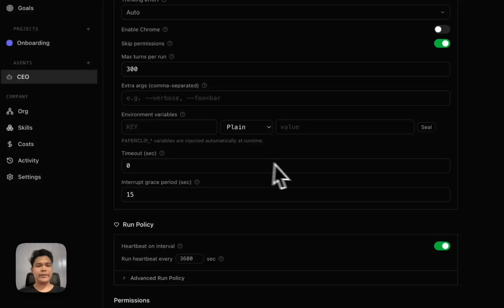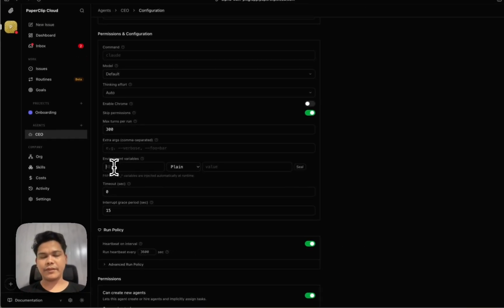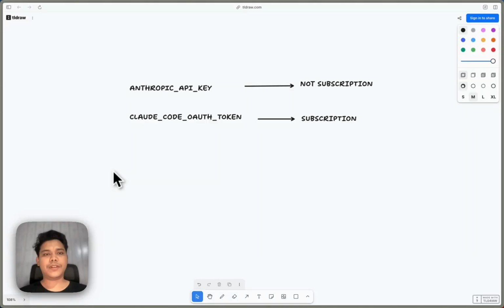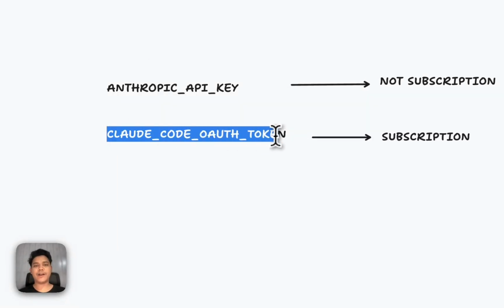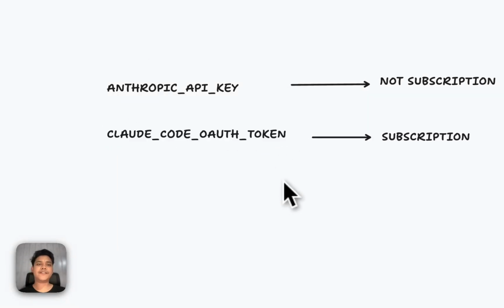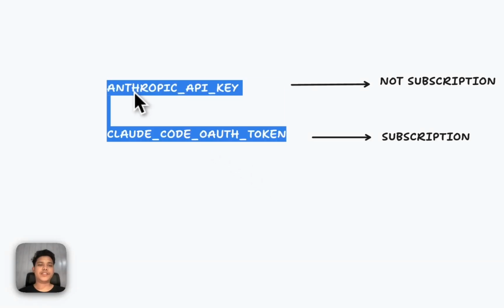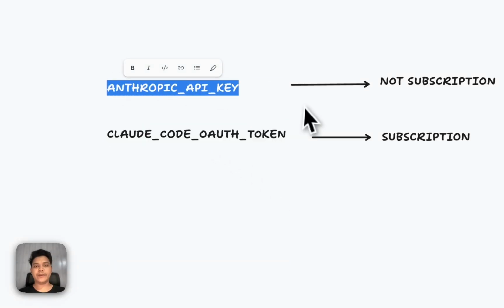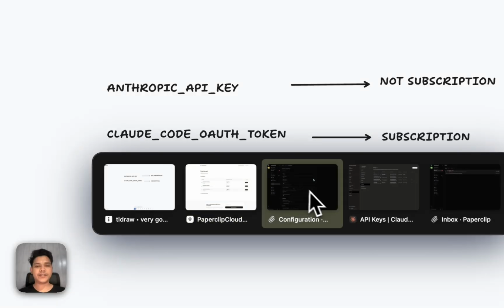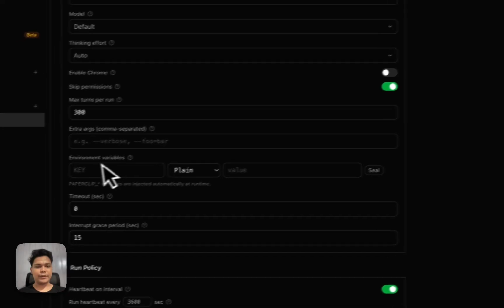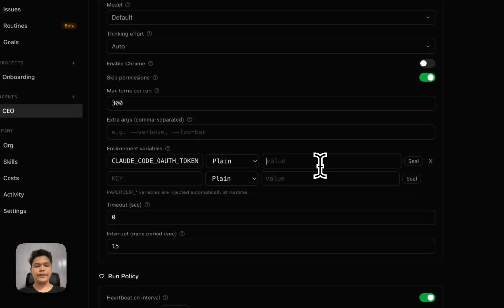Now here in environment variables, you have two options for cloud, right? So if you have the subscription, you want to have this environment variable, cloud code OAuth tokens. If you don't have subscription, you want to use this environment variable, Anthropic API key. So since I have subscription, I'm just gonna try this. So cloud code OAuth token.